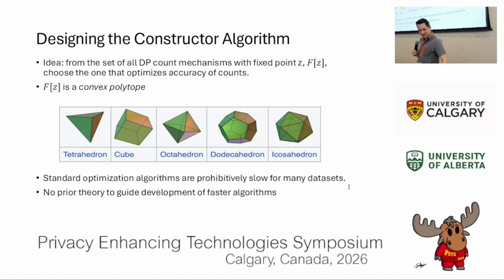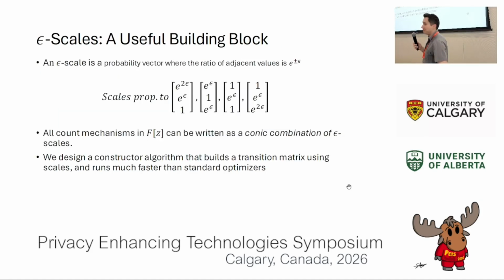And so in response, my co-author and I basically did a whole bunch of linear algebra. And what we're able to do is to rewrite this promising set of mechanisms in f of Z in terms of simpler building blocks. And the simple building blocks are things we call epsilon scales. So an epsilon scale is a probability vector. It's in a column. And when you step down from one probability to the next probability, it's always a small step up by e to the epsilon, or a small step down by e to the epsilon. And so, think about this as walking up and down stairs.